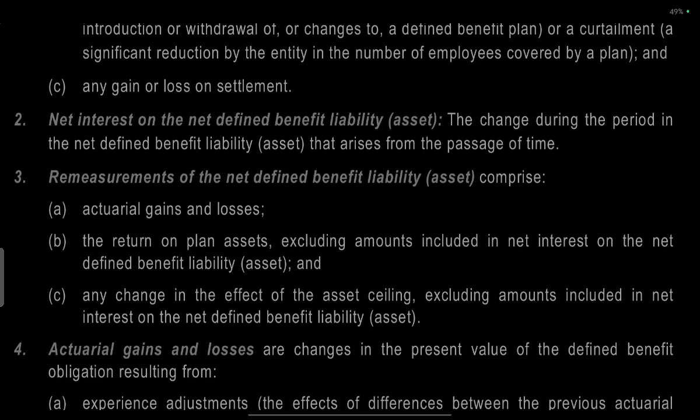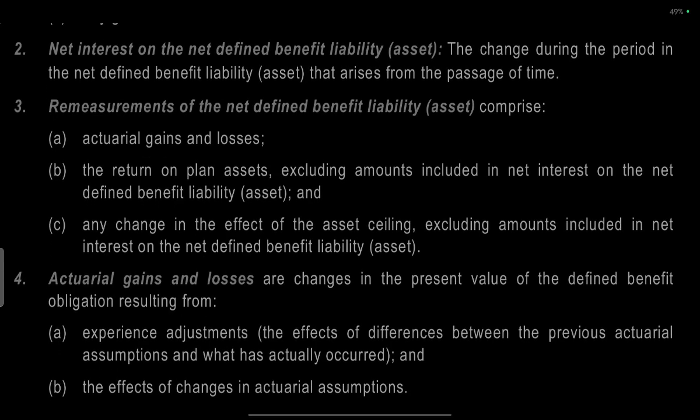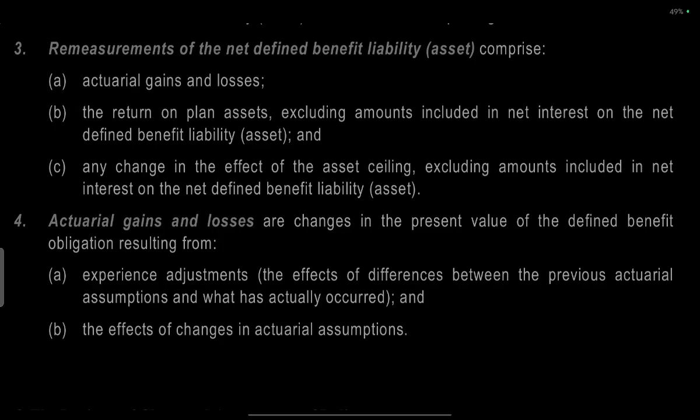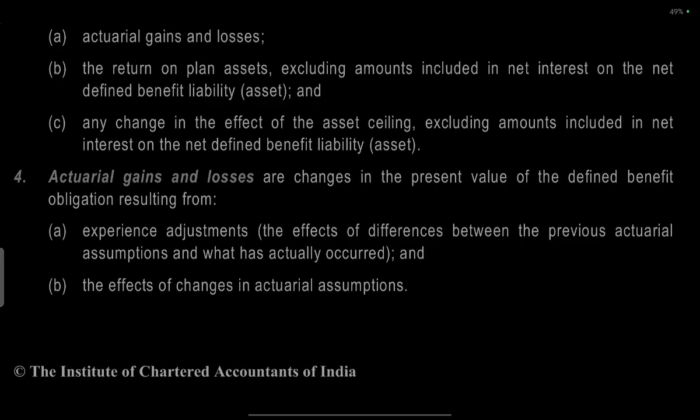Net interest on the net defined benefit liability: the change during the period in the net defined benefit liability that arises from the passage of time. Remeasurement of the net defined benefit liability comprises actuarial gains and losses, the return on plan assets excluding amounts included in net interest on the net defined benefit asset, and any change in the effect of the asset ceiling excluding amounts included in net interest on the net defined benefit liability.